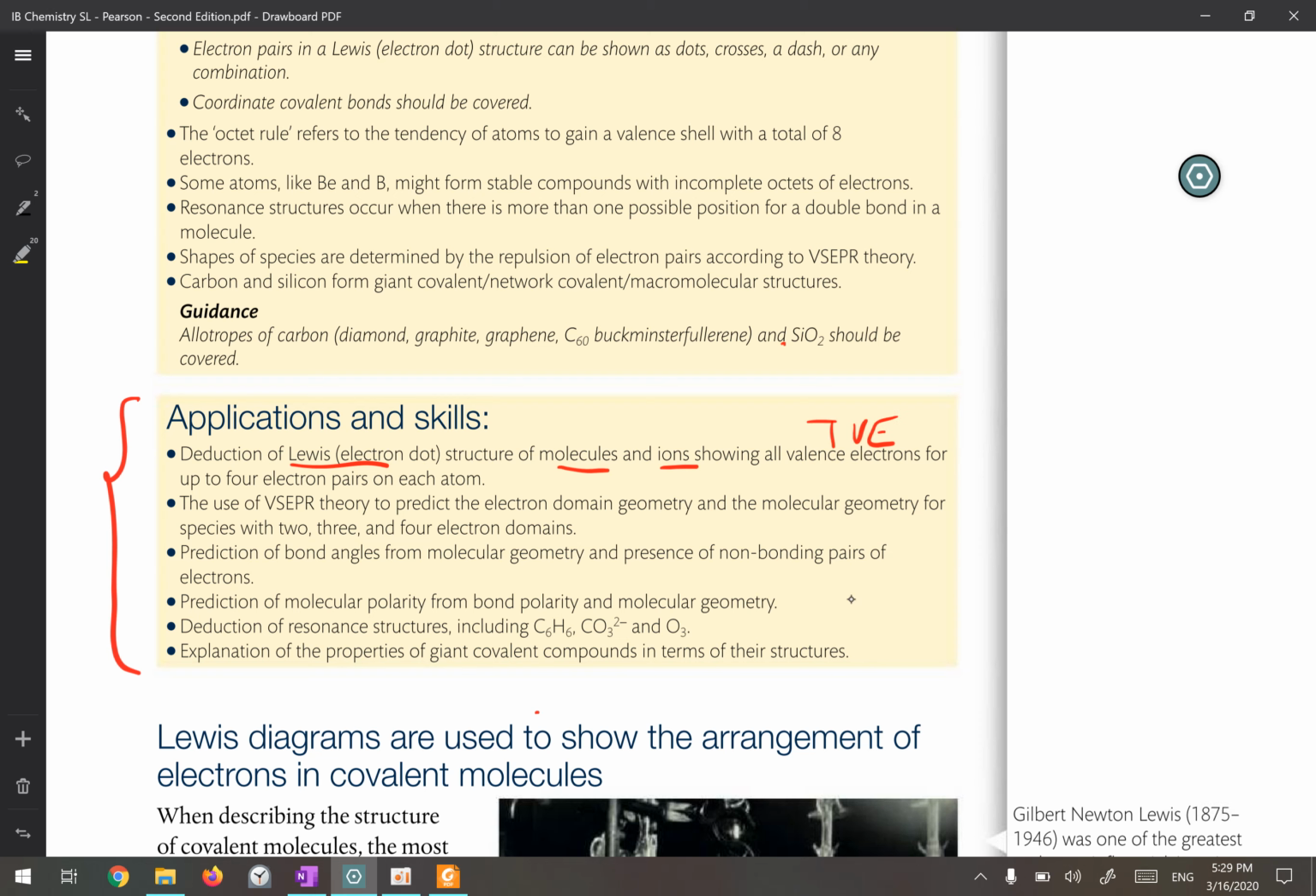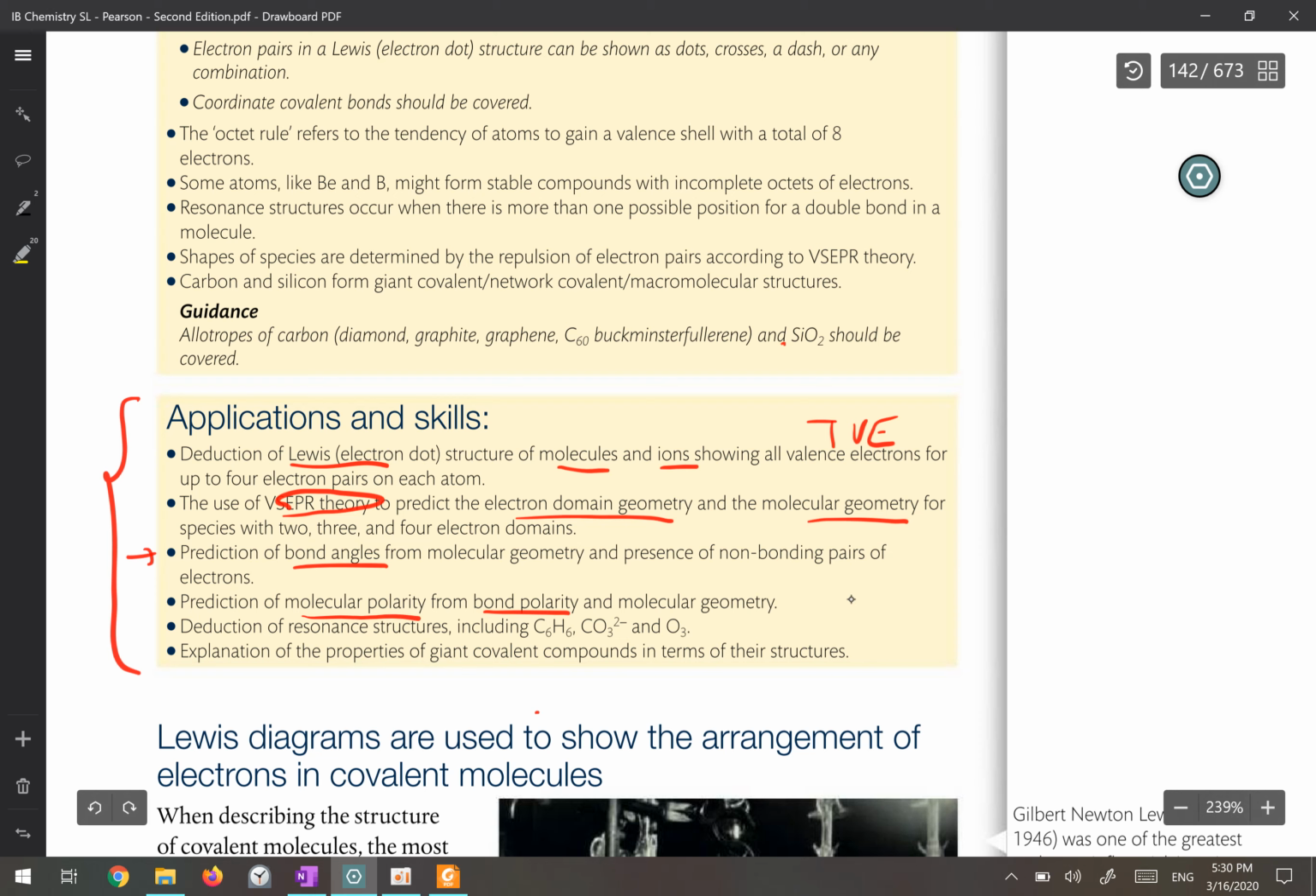At the same time, by the VSEPR theory, you must be able to predict the electronic geometry and molecular geometry for both molecules and ions. Based on that, you must be able to predict the bond angles for the molecules. And based on the shape of the molecule and the bond polarity, you must be able to talk about the polarity of the molecule, whether the molecule is polar or not.